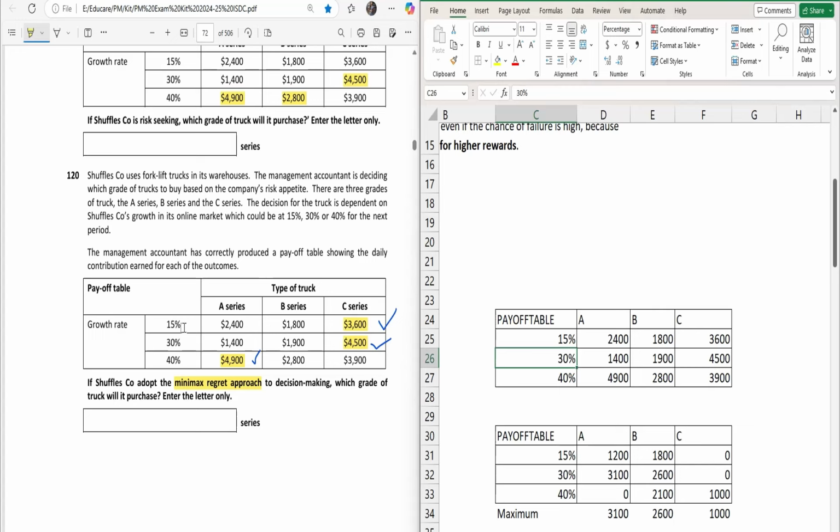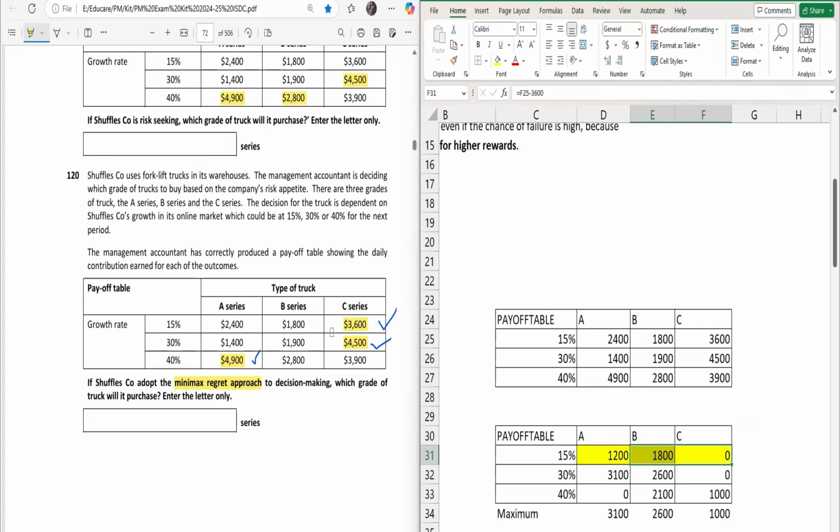So for 15%, what is the biggest number? It's 3600. And if we go for series A in 15%, that means 2400, right? So how much do we lose? Just subtract 2400 from 3600, and that will give you 1200. We are done with this part. Now, if we go for series B in the 15% option, how much do we lose? Again 1800. But if we choose series C in 15% growth, then we didn't lose anything. Right.